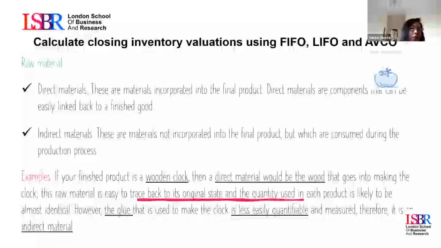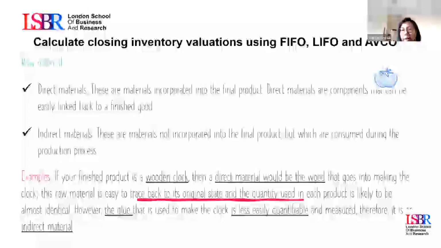Or let's think we are creating tables. Probably the most important material of the table could be wood or could be plastic. So it's very easy to identify direct materials because they are the most important material in the product. But what happens with indirect materials? These are materials not incorporated in the final product, or not directly, but that are consumed during the production process.